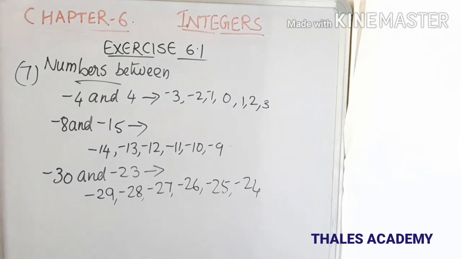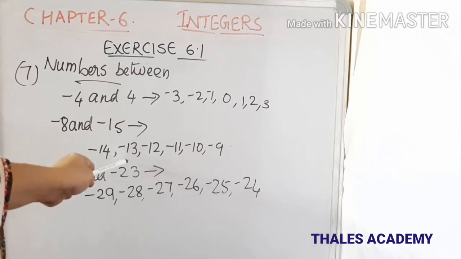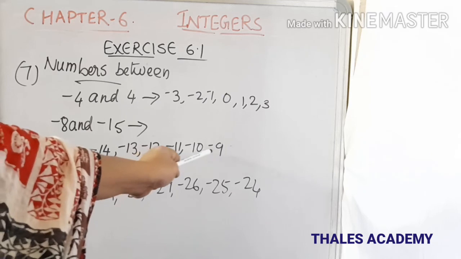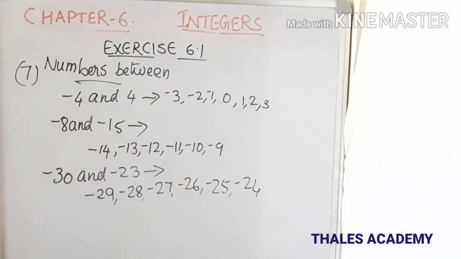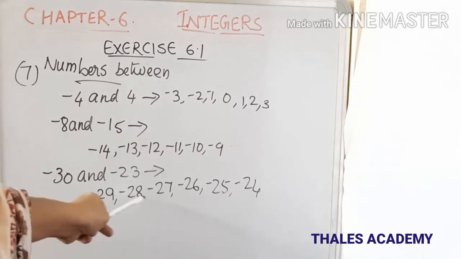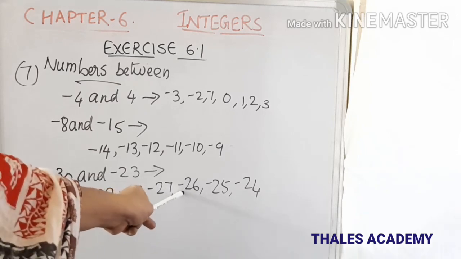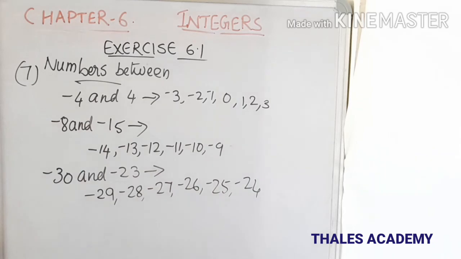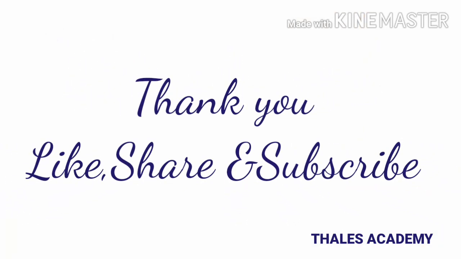The numbers that lie in between minus 15 and minus 8 are minus 14, minus 13, minus 12, minus 11, minus 10 and minus 9. The numbers that lie between minus 30 and minus 23 are minus 29, minus 28, minus 27, minus 26, minus 25 and minus 24. This is the end of part 1.